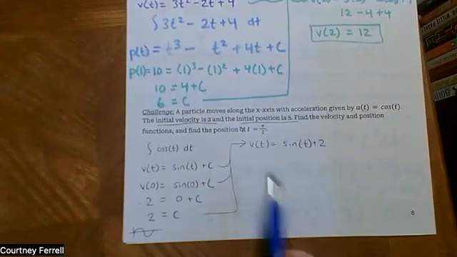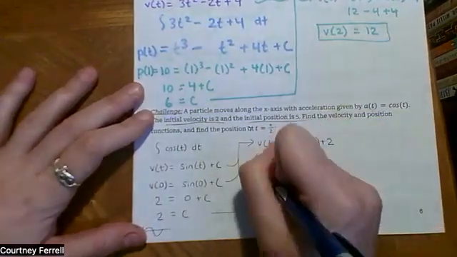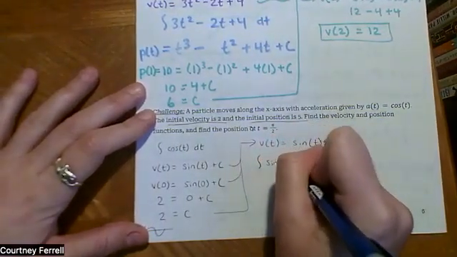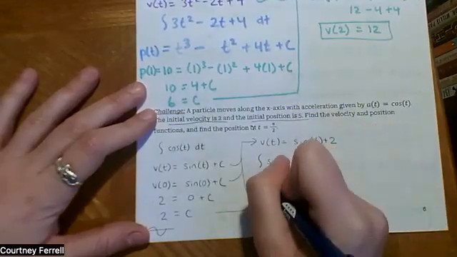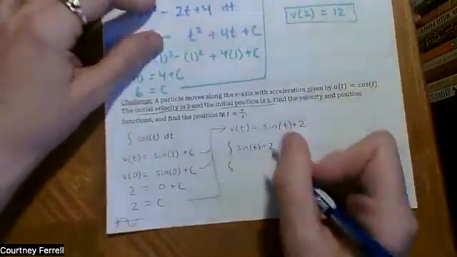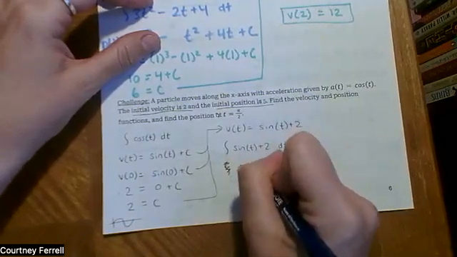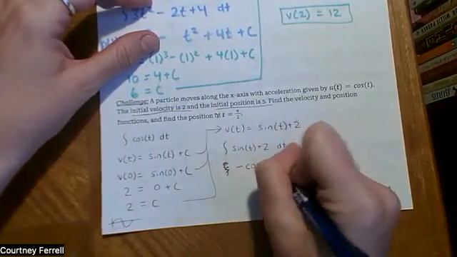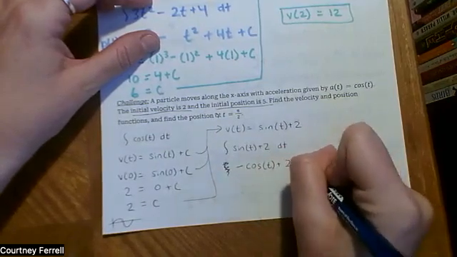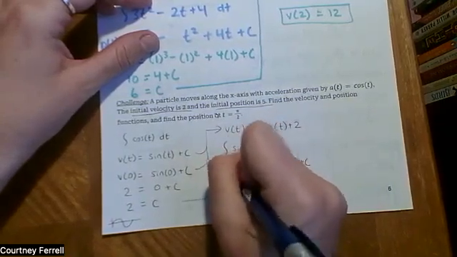Okay, cool. Now we need to integrate v of t to get p of t. So we're going to integrate sine of t plus 2. And again, going back, the integral of sine is negative cosine. Okay, cool. So don't need that integral sign anymore. So the integral of sine is negative cosine of t plus 2t plus c. And this is our position function.